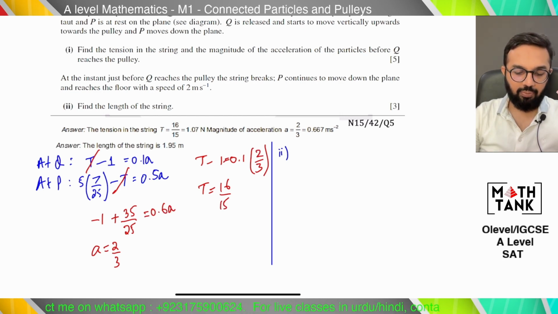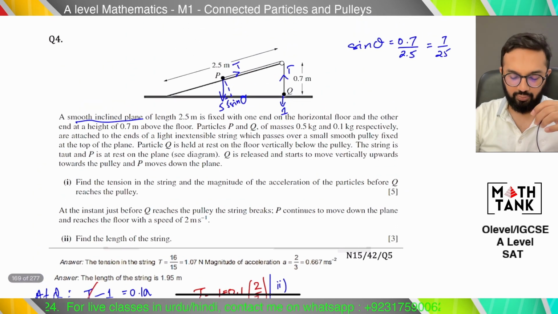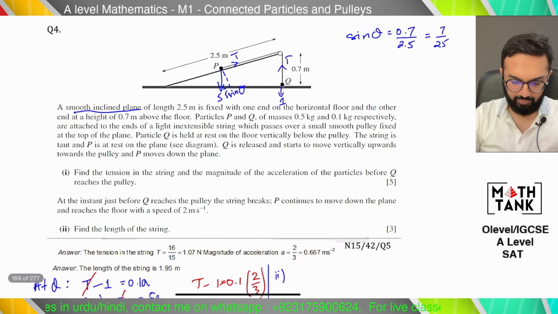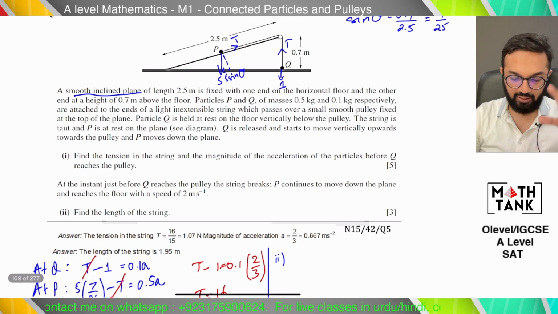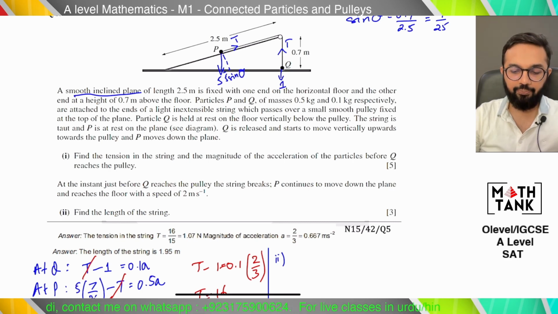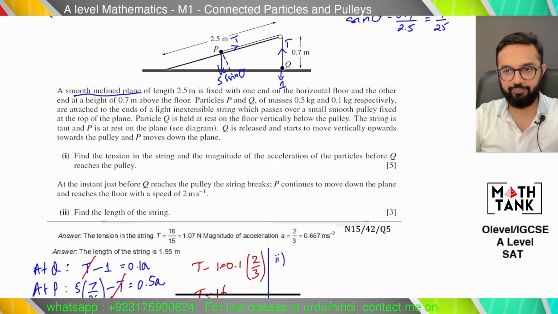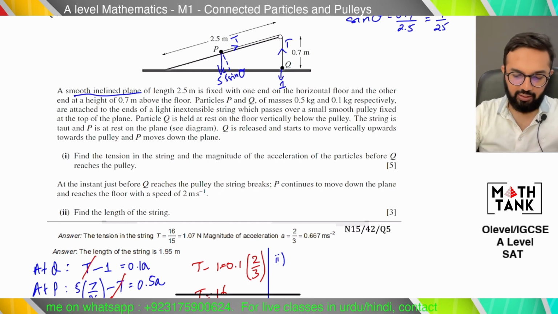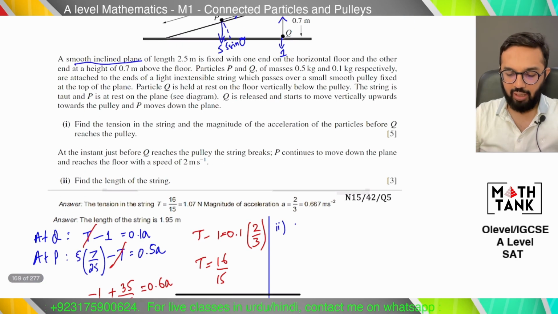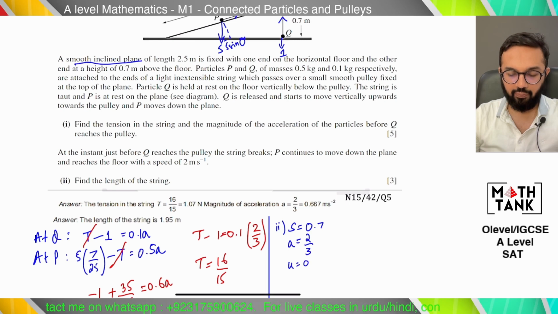At the instant just before Q reaches the pulley, the string breaks. So it hasn't reached the pulley. P continues to move down the plane and reaches the floor with a speed of 2. Find the length of the string. Just before Q reaches the pulley, the particles should have traveled a distance of 0.7 with the acceleration from the previous part. They started off with 0.